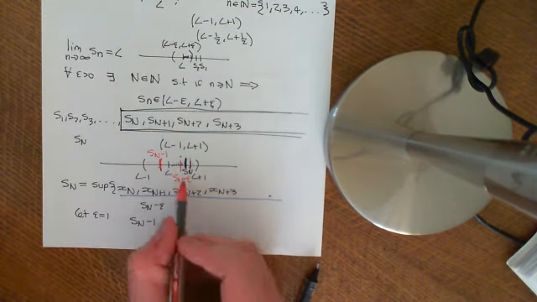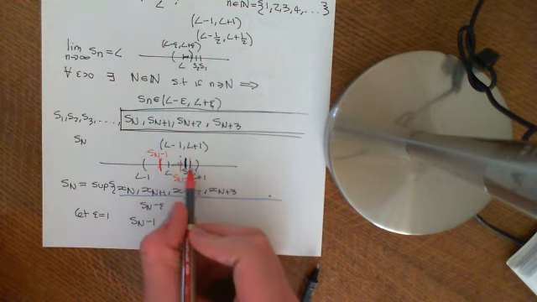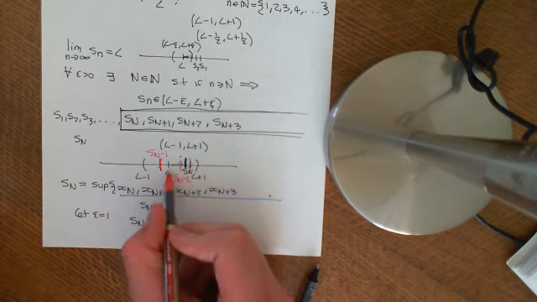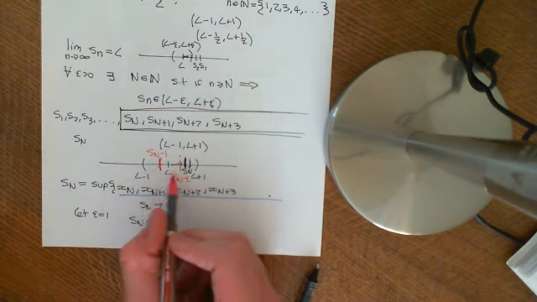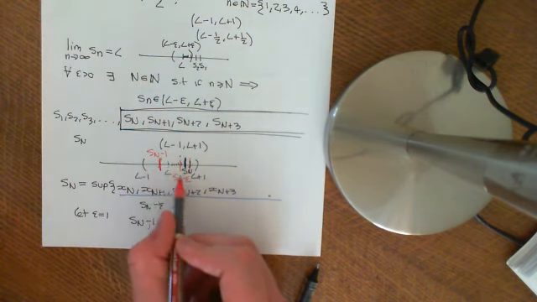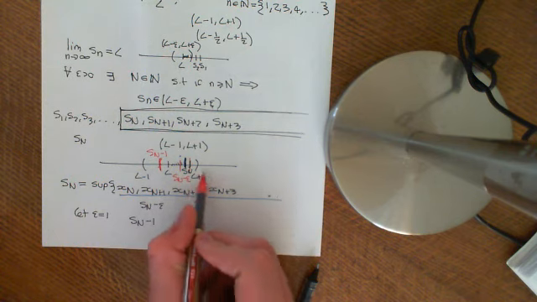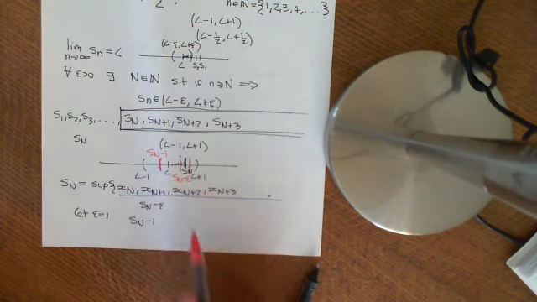The point is that because Sn is to the right of L, then Sn minus 1 is also to the right of L minus 1. So this interval from Sn minus 1 to Sn is completely contained within the interval L minus 1 to L plus 1, basically, is the important thing.